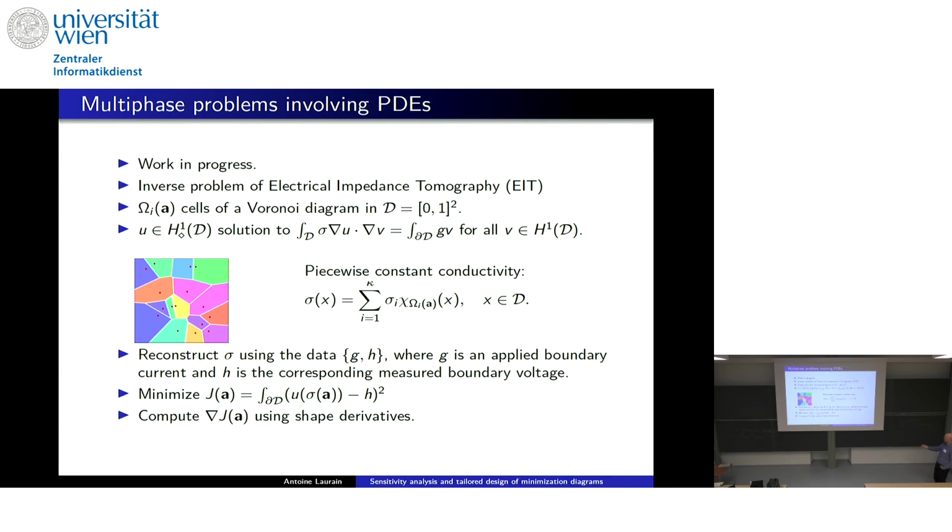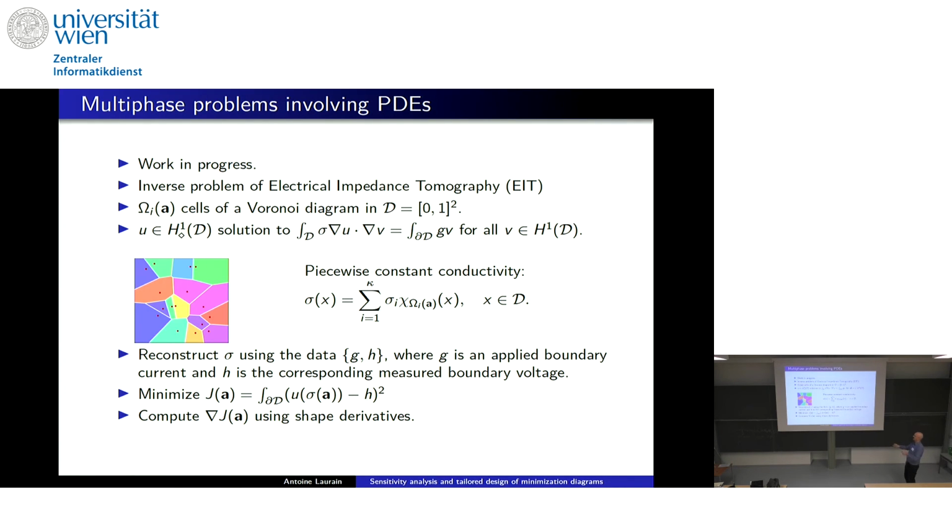So in this type of problem, you have, as data, your applied boundary current, and you have your H, which is the corresponding measured boundary voltage. So you have this Cauchy data, G and H, and you can have several measurements. That means you apply several G's and you get several measurements H. And using this data, you want to reconstruct the conductivity sigma. Okay, so typically you can minimize this type of cost function. So here the sigma is going to be a function of A because it's only determined by the position of the sites, if you assume that you know the values of the conductivities.